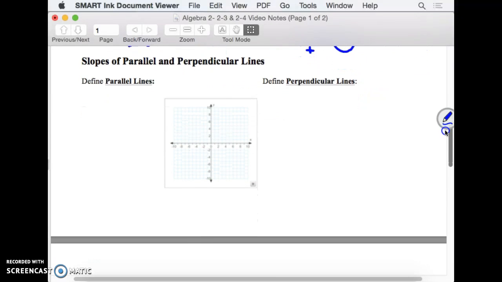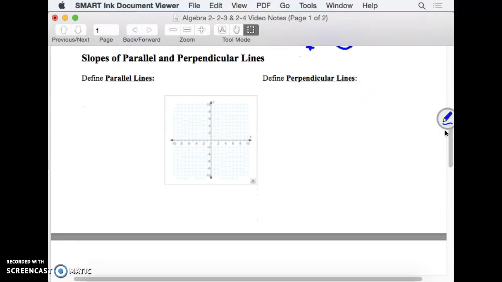Next on our review is slopes of parallel and perpendicular lines. So we've seen the different types of slopes: positive, negative, undefined, and 0. Parallel lines, so again, here's your sign. We're just taking a walk back down memory lane in geometry. So we've got parallel lines and perpendicular lines. Parallel lines are two lines that never meet.